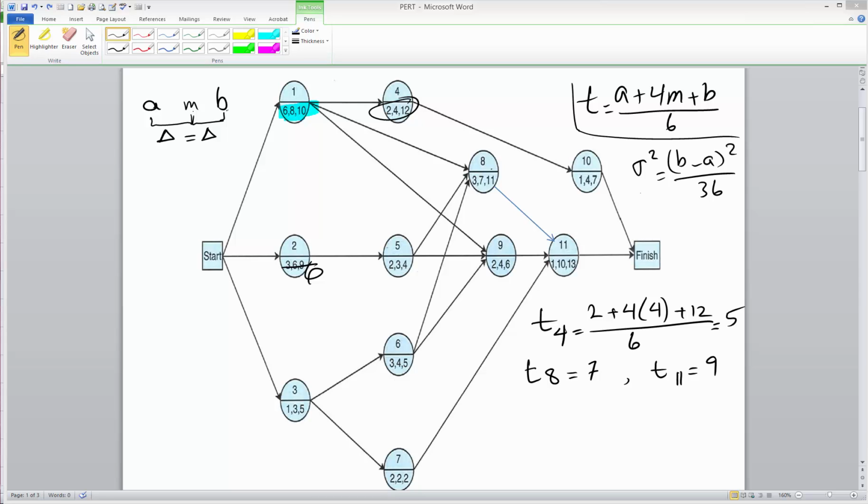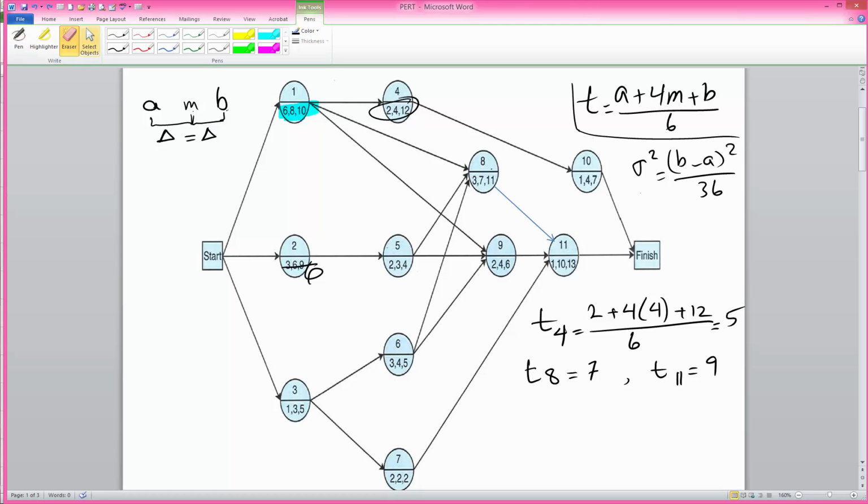This is a PERT problem. In PERT problems, activity times are triple time estimates. So what we will do is use the 3-time estimates to compute the average time. This is the equation that we will use for computing the average time for each activity.